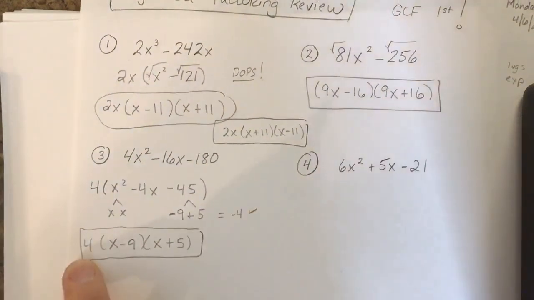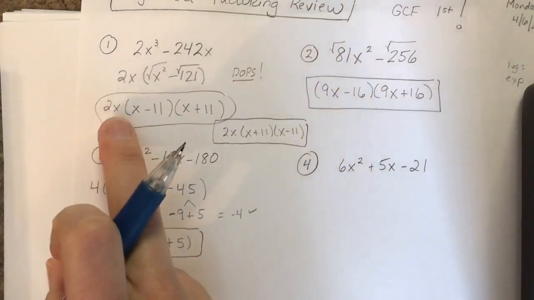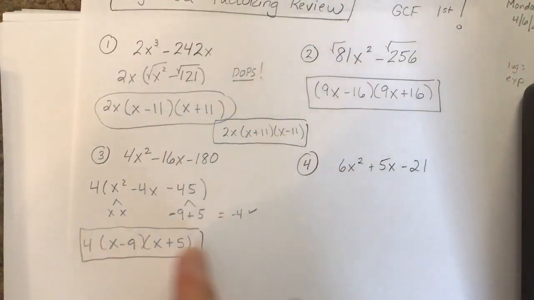GCF could be a number, could be a number and a variable, then typically 2 factors.